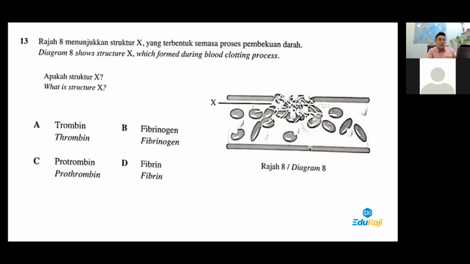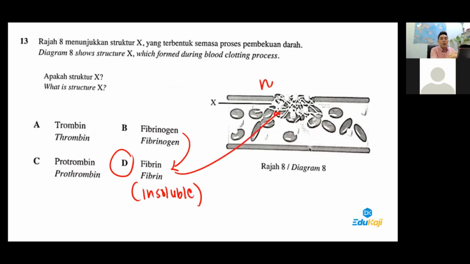13, X is fibrin. If you check back the process, towards the end, fibrinogen becomes fibrin. This is insoluble and it will form what we call a network in order to trap the red blood cells. So 13 donkey.